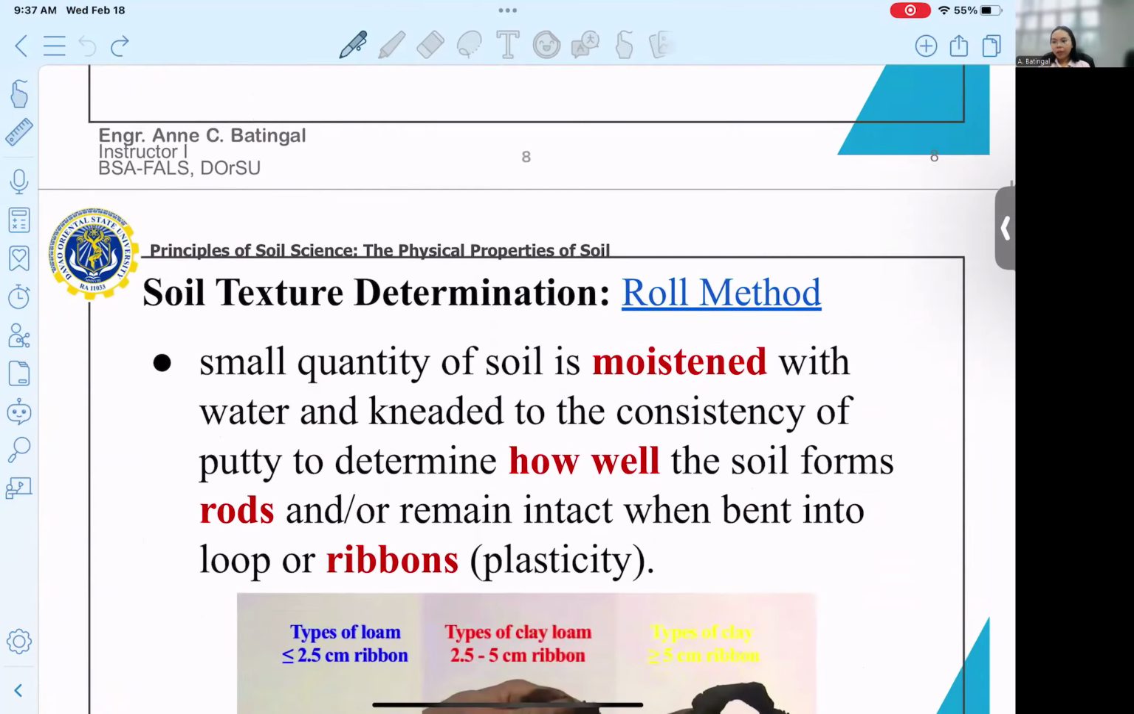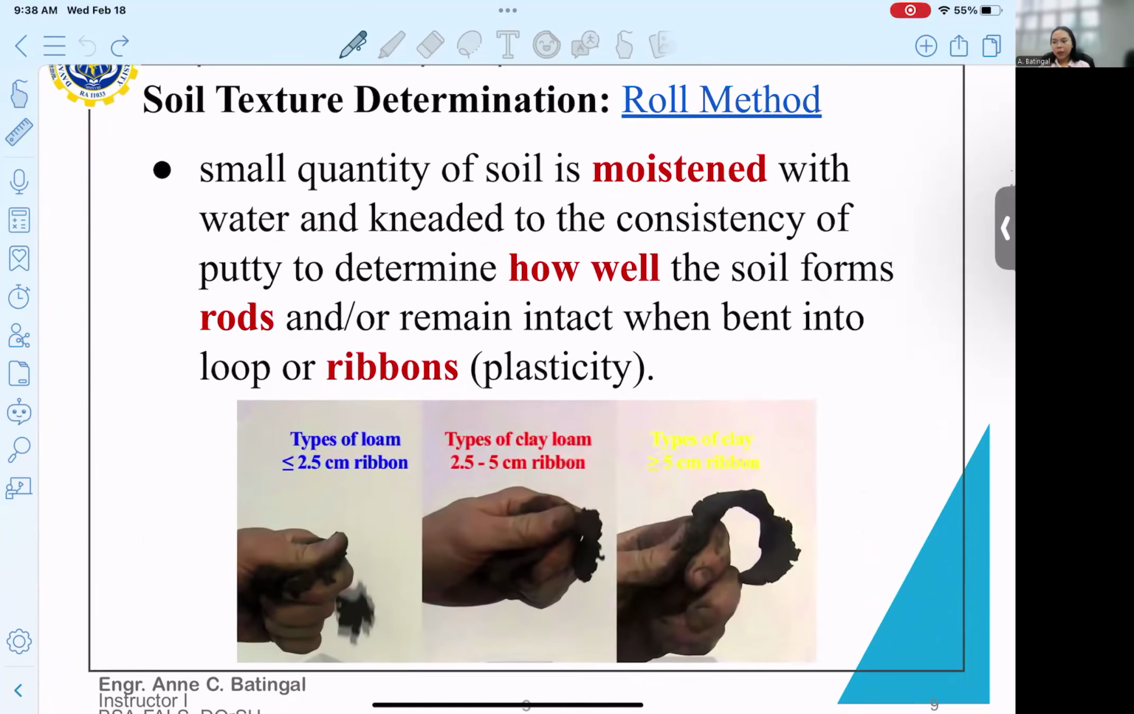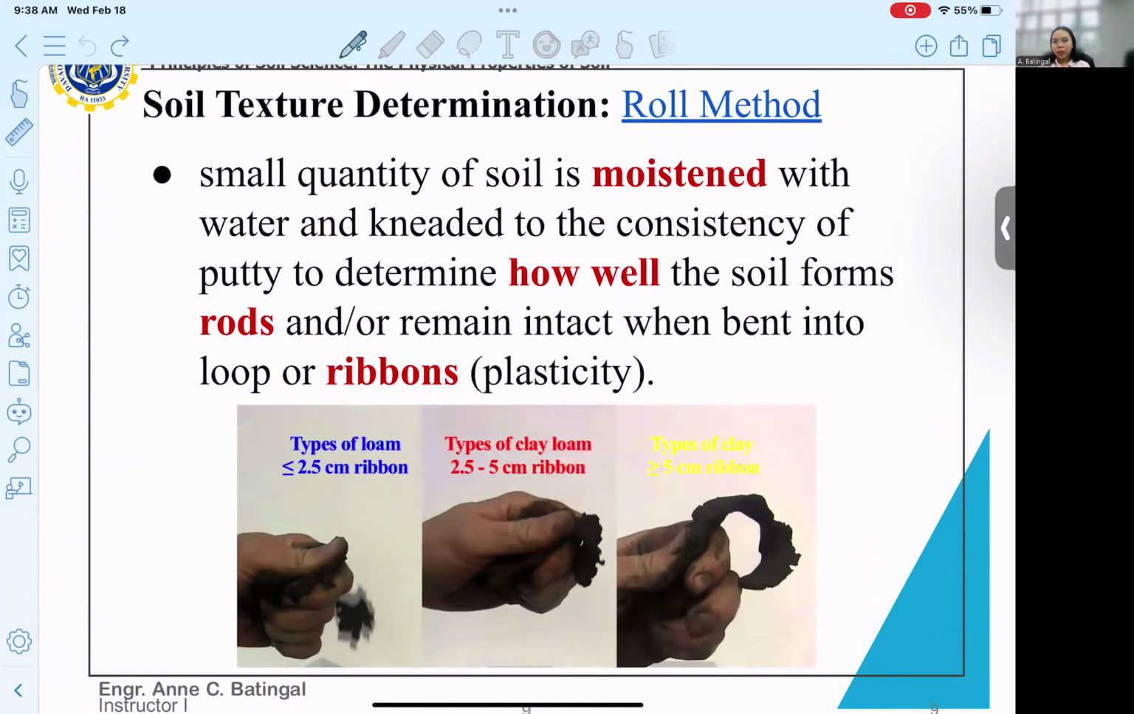We also have another method that is more reliable compared to the feel method, because the feel method is prone to being subjective. The texture of the palm differs from person to person. Say, for example, one person can say it feels sticky to me, but to the other person, it feels smooth. So, another method is your roll method when you are in the field.